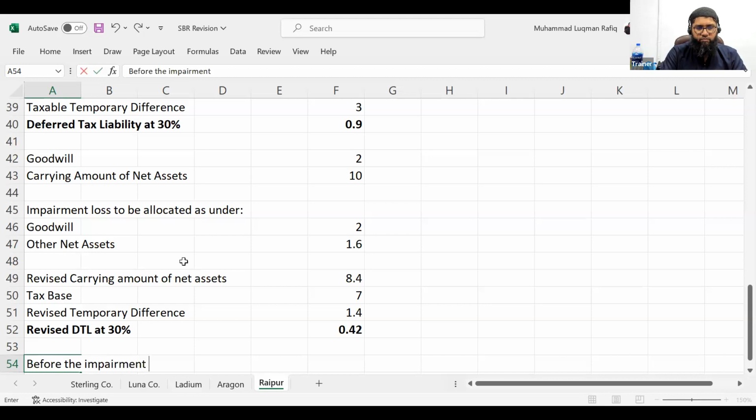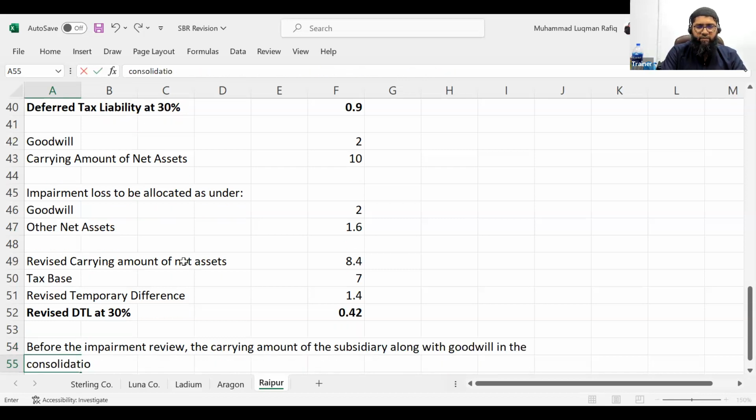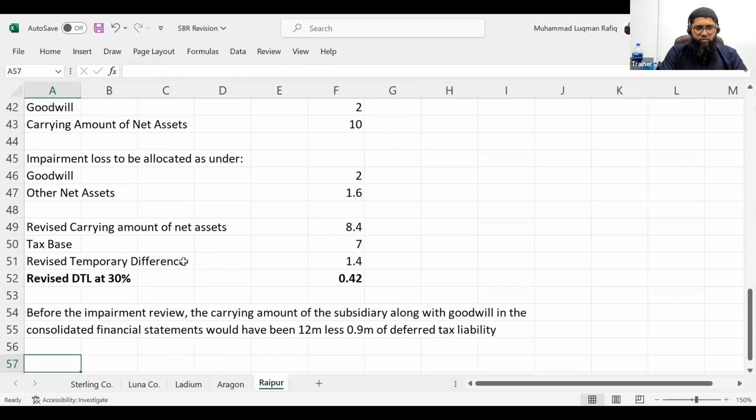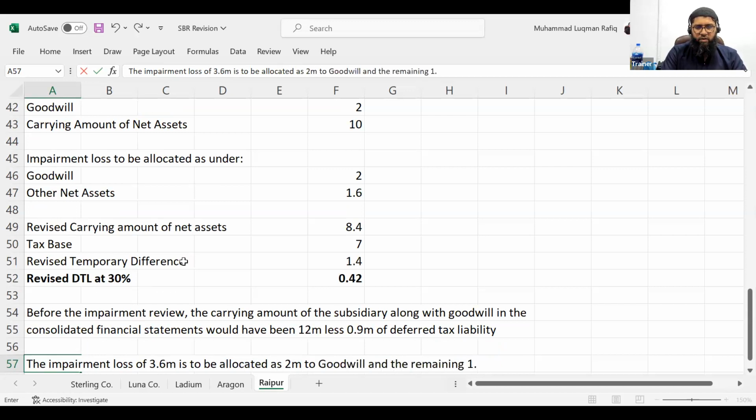Before the impairment review, the carrying amount of the subsidiary along with goodwill in the consolidated financial statements would have been $12 million less $0.9 million of deferred tax liability. The impairment loss of 3.6 million is to be allocated as $2 million to goodwill and the remaining $1.6 million to the other net assets.